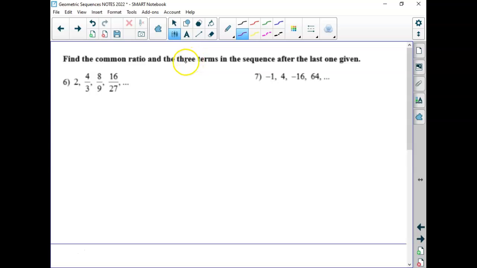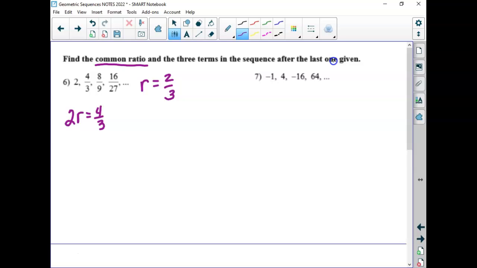Find the common ratio and the three terms after this one. Okay, so now I'm telling you there's a common ratio. Can you figure out what they're multiplying by? If you know they're multiplying, what is the top multiplying by? 2, and the bottom is multiplying by 3. So the ratio is 2/3. If you didn't know, you would take any, you'd say 2 times some r became 4/3, and then you would divide by 2 and figure it out, okay?